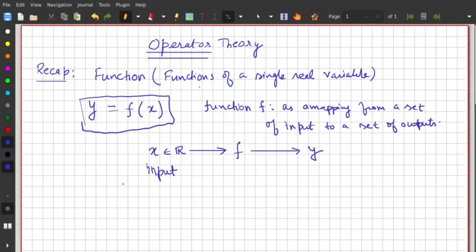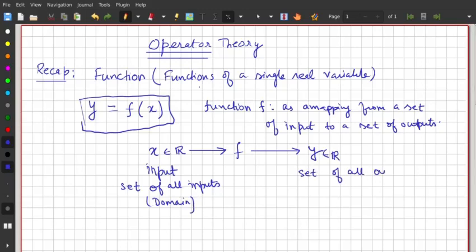The set of all inputs is called the domain, if you remember. It produces a real number, so this y also belongs to the real numbers R. And the set of all outputs is what we call the range of the function f.